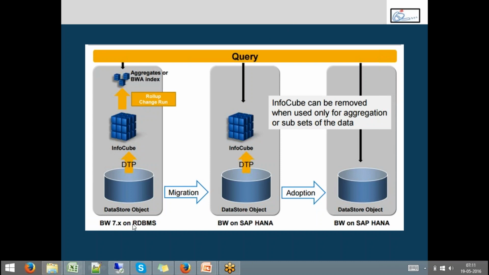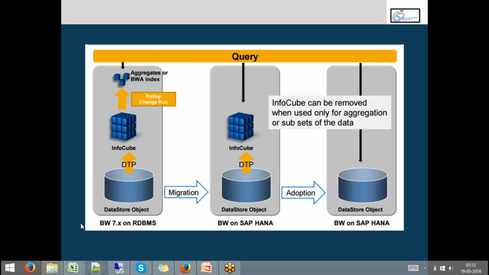See, if it is normal BW running on a non-HANA database, generally we go with an architecture like this. We have detailed data in the DSO, and from there we load into the cube. And to improve the performance, we either go with BW accelerator or aggregates and use a query on it, right? Let's say this was an existing system. We already had BW on some 7.x running on some non-HANA database, and we had a flow like this. We had a DSO, then a cube, then an aggregate or accelerator on top of it.